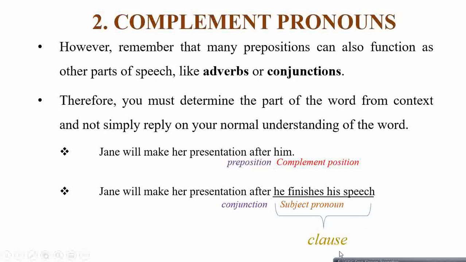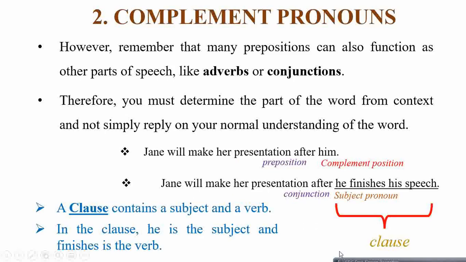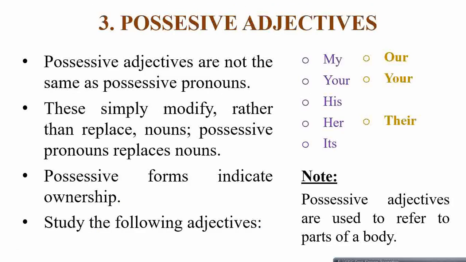अब हम देख लेते हैं clause क्या चीज़ होती है. A clause contains a subject and a verb. In the clause, he is the subject and finishes is the verb. He finishes. This is a subject, this is a verb, and always these two make a clause to have additional information. थर्ड हमारी टैब हम स्टडी करते हैं विच इज़ पोजेसिव एडजेक्टिव्स.